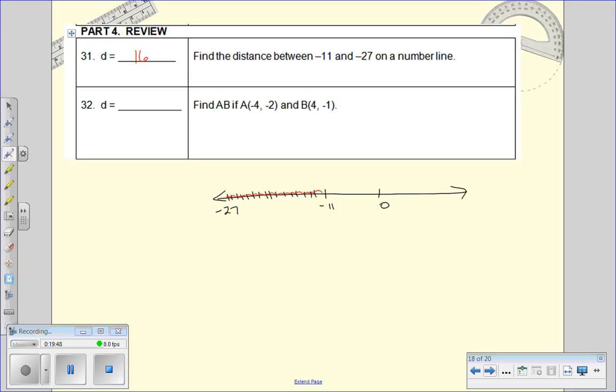Another way that we discussed is to actually just subtract these two numbers. But don't worry about the negatives because I'm worried about distance. And distance is always positive. If I just subtract the two numbers, then we'll get 16.